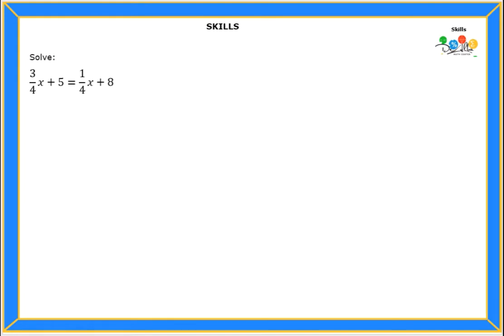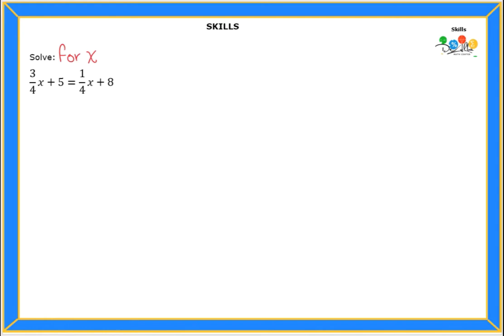Hello students, let's read the problem. It's asking us to solve, and basically what it means is we're going to solve for x, right? If you look at the equation that is given to us, the variable x appears on both sides, right and left, of the equal sign. So what we're trying to find is the value for x, okay?